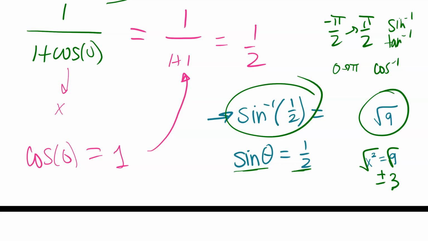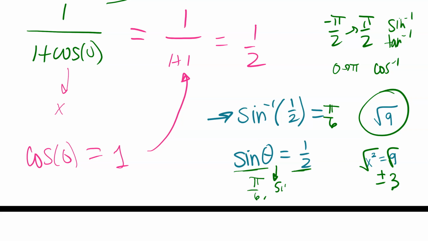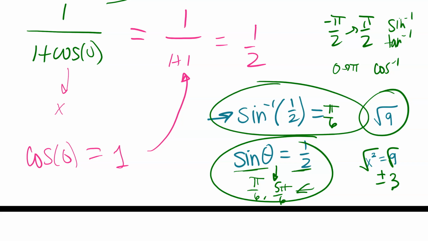Okay, so what is sine inverse of 1/2? Well, first, that's positive, right? Sine is positive, so it will be in the first quadrant. So the answer to this one would be pi over 6. But if I'm looking for sine of theta equals 1/2, there's 2 solutions to this. It could be pi over 6 and 5 pi over 6. This one is in the second quadrant where sine is positive. Solving versus giving you the inverse.